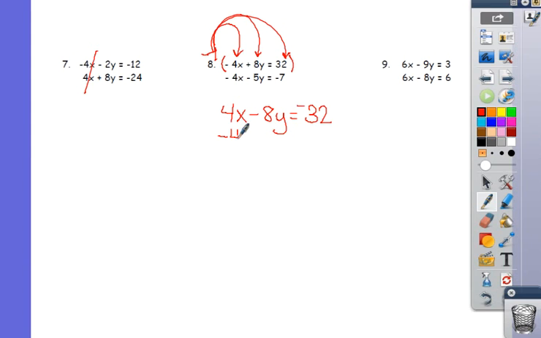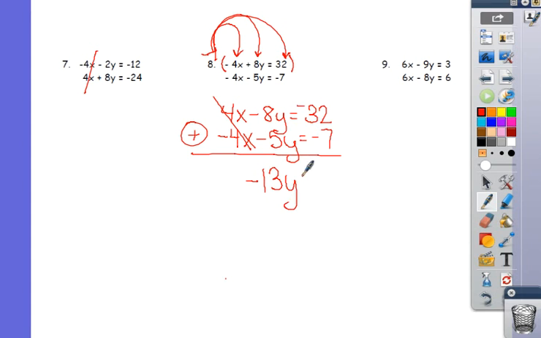Okay? Bring down the second equation. I would just copy it down underneath. And now we're good to go. We're right back to where we were a minute ago. So all we did was multiply by -1. 4x plus -4x is going to cancel. -8y plus -5y is a -13y. -32 plus -7 is a -39. Divide by -13. And y equals positive 3. Y equals positive 3.